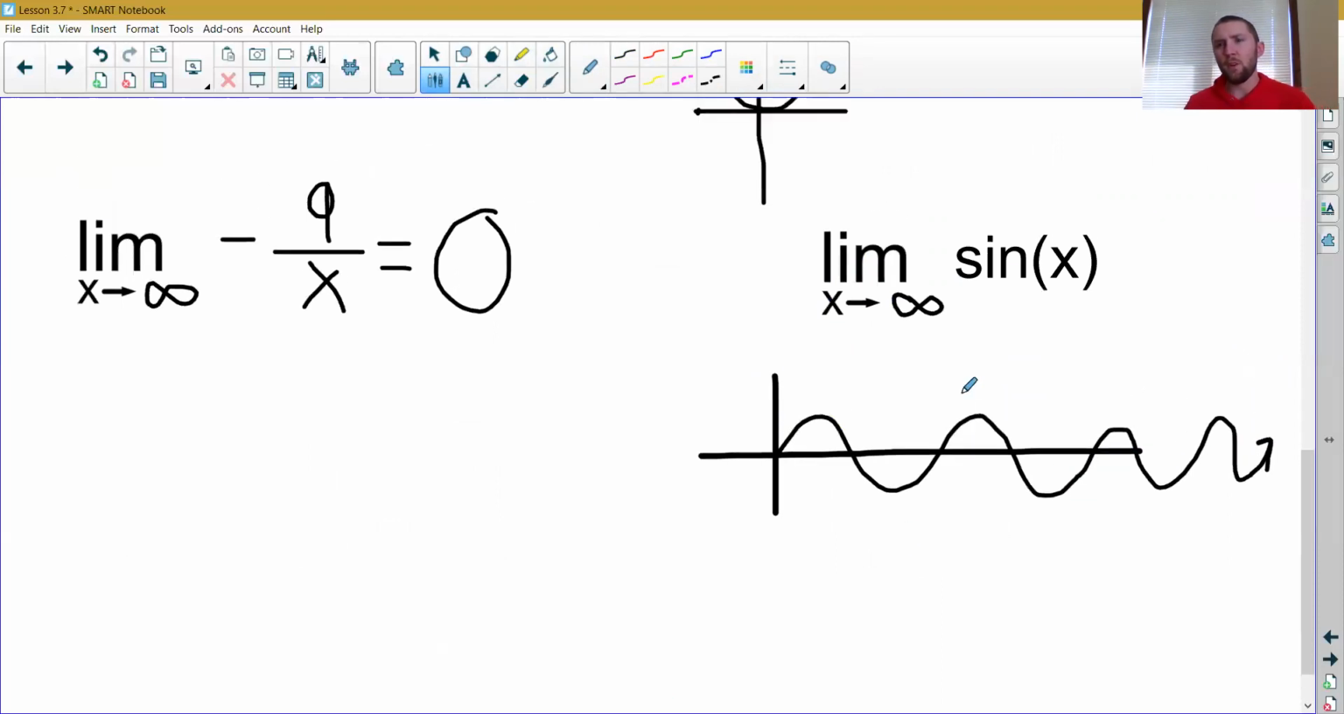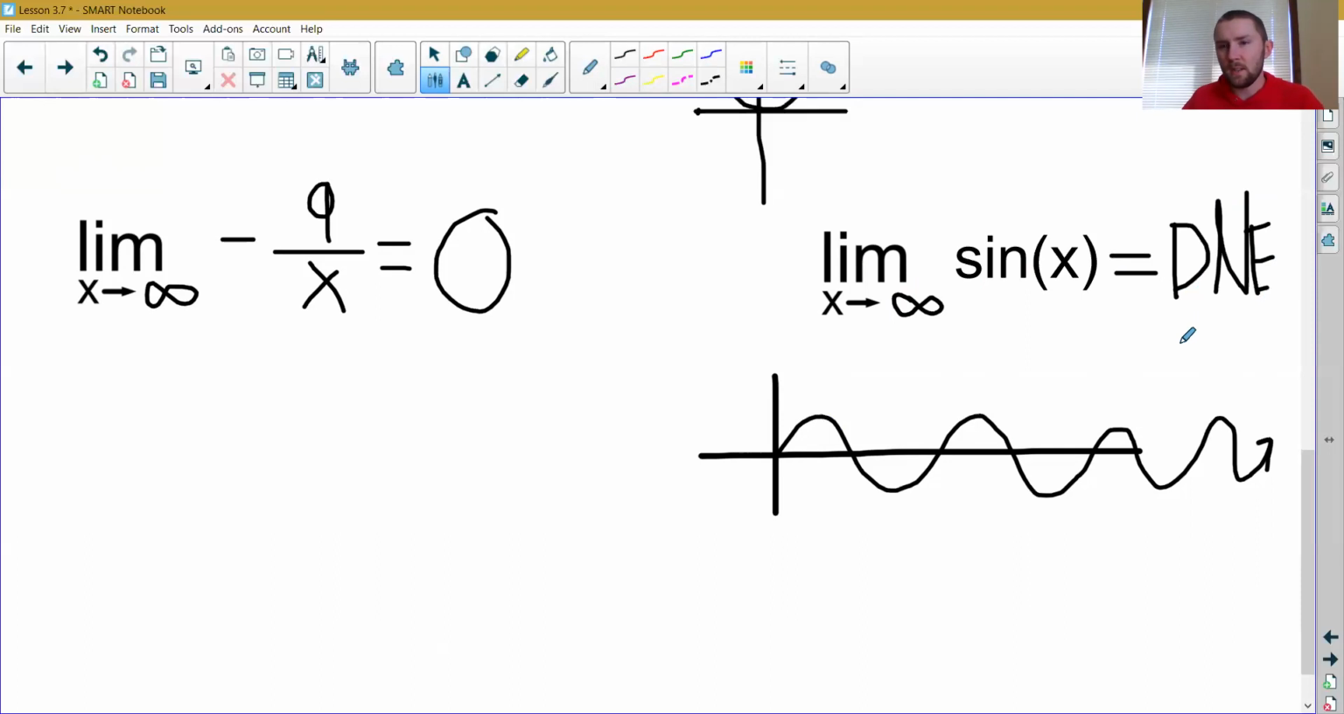So if we think about this function as x approaches infinity, this periodic function, what y value are we approaching as x goes to infinity? Well, as we keep going to infinity, we're going to keep going up and down and up and down, and we can keep doing this forever. The x value going to infinity does not really affect what's happening to my y values here. My y values are going to keep oscillating back and forth. So this limit, as x approaches infinity, is one that we say does not exist. DNE, does not exist.